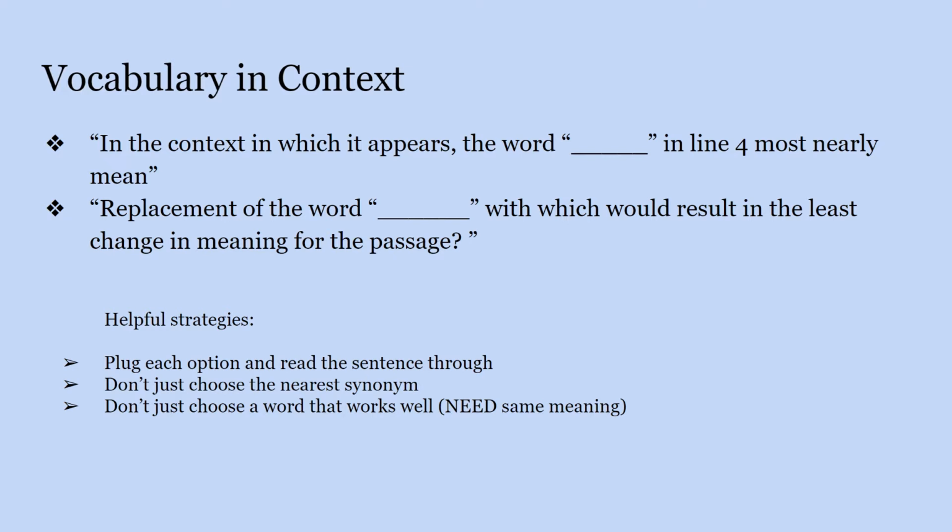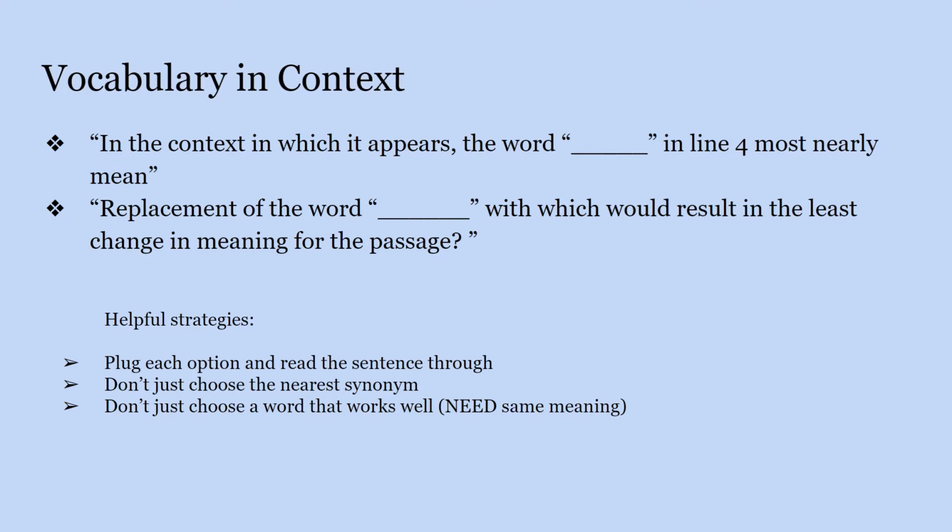And one of the big mistakes that people make is that they don't do this, and they just look at the choices and they say, well, this one is the nearest synonym to the word. The problem is that words have very different meanings given the context of the sentence that they're in. And so very often all five options will be dictionary synonyms with the word, but given the context, only one of them has nearly the same meaning.